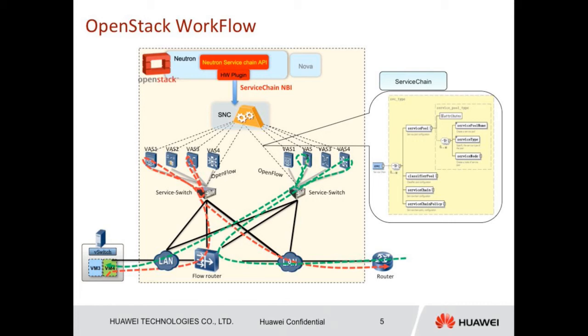And the sixth step is, according to the logical service chain definition and the newly added VM instance, the service chain orchestrator would generate service chain flow tables for the newly added instance and send them to the virtual service switch. The virtual service switch steers traffic to the new instance according to the policy.